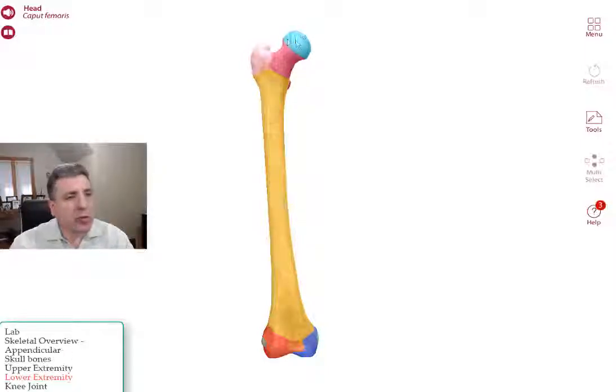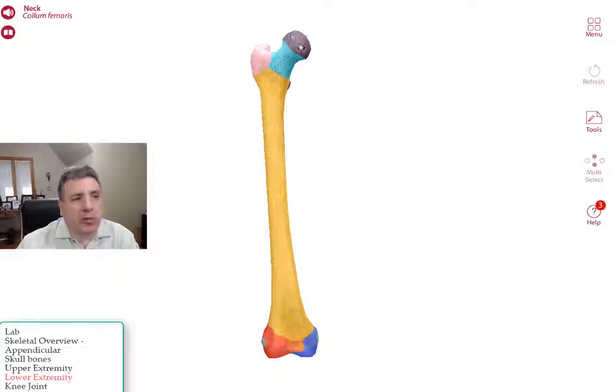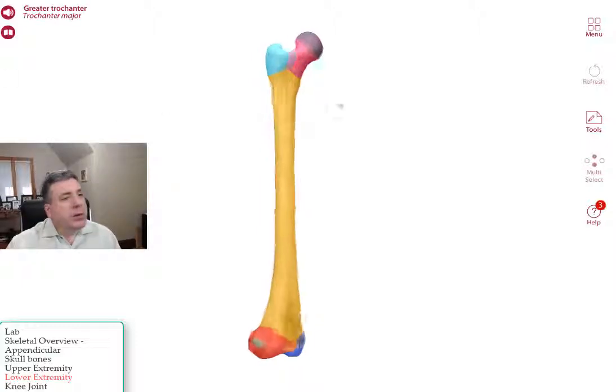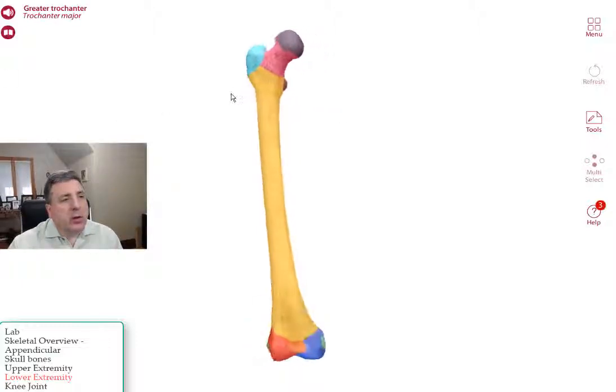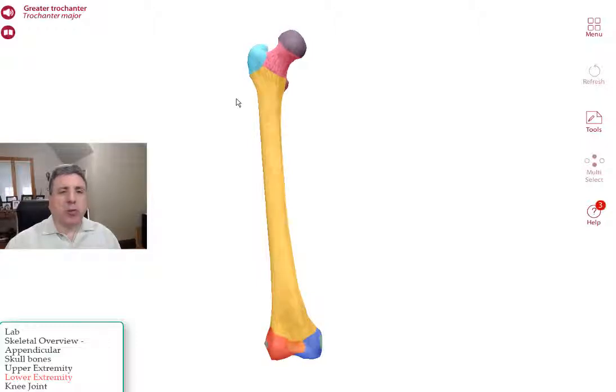This is the head of the femur, and it articulates with the acetabulum of the pelvis. The next one down is the neck of the femur, and this just connects the head to the body of the femur. So this is the neck portion. Let's look at the greater trochanter. Just as with the humerus, we had greater and lesser tubercle, here in the femur we have the greater and lesser trochanter.